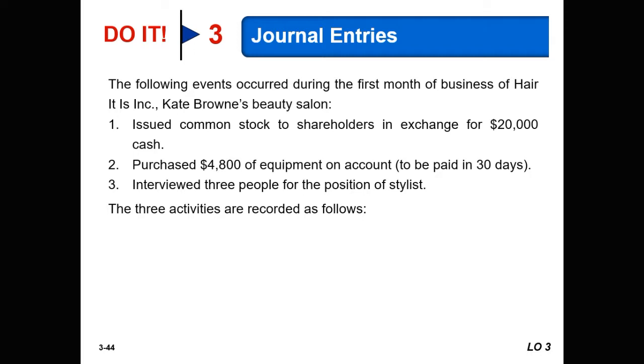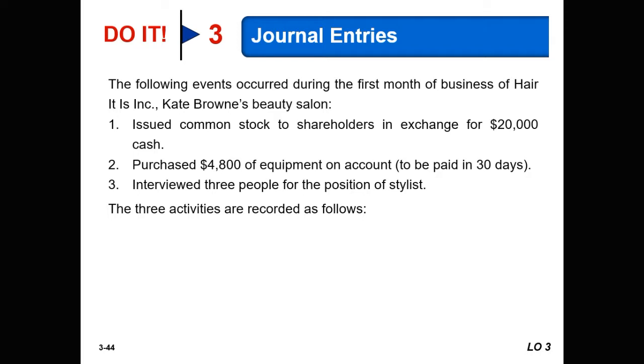So we'll go ahead and get started with the do it. And the first transaction says that we issued common stock to shareholders in exchange for $20,000 in cash. Has an economic event occurred? Is this an actual transaction? We have an exchange of common stock for cash. Cash is increasing. Cash is an asset. Therefore, we know that an economic event has occurred. It also tells us that the offsetting account, that the exchange was for common stock.